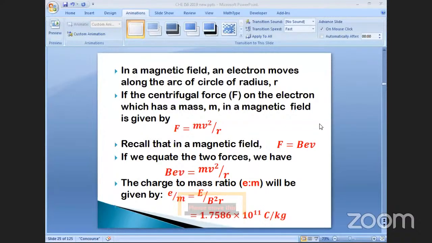My question is, can we place randomly the poles of the magnet against the plates of the electric field, like placing the north pole of the magnet with the positive plate of the electric field?